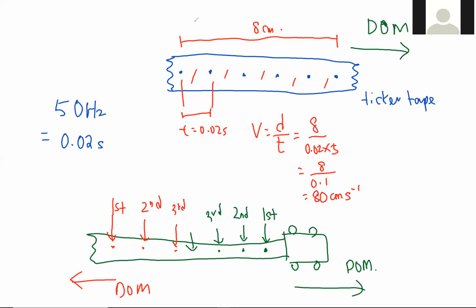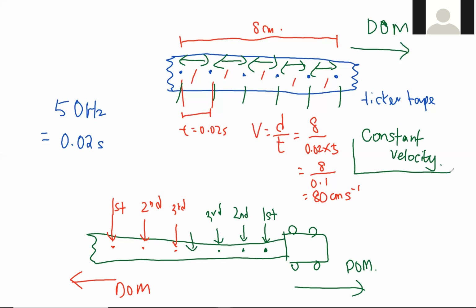So what do we see here? Looking at this ticker tape, the distance between each dot is the same. If you look here, they all seem to have equal distance. What does this tell you? This tells you that the trolley is moving at constant velocity. Okay, write this down. Constant velocity. Because every 0.02 second it is travelling the same distance, so this is constant velocity.